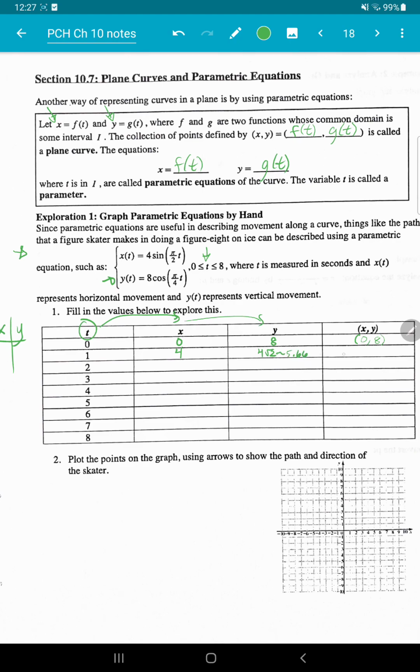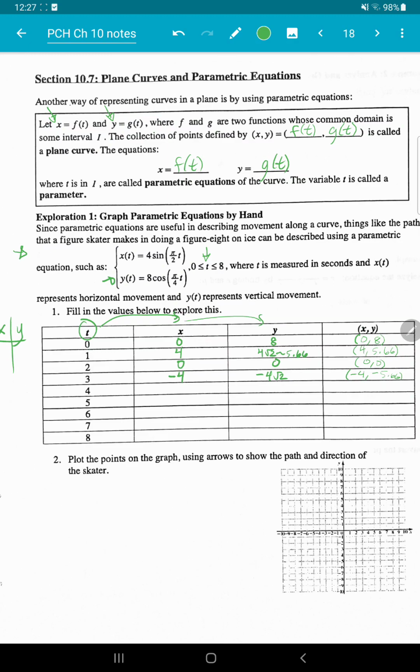So when we plot this later on, we're going to plot (4, 5.66). Alright, so we'll finish off the rest of this table. At 2, we get 0 and 0, so this will be the point (0, 0). When we plug in 3, sine of 3 pi over 2 gives us negative 1, so we get negative 4. And here we get negative 4 root 2, so I'm just going to put negative 5.66.